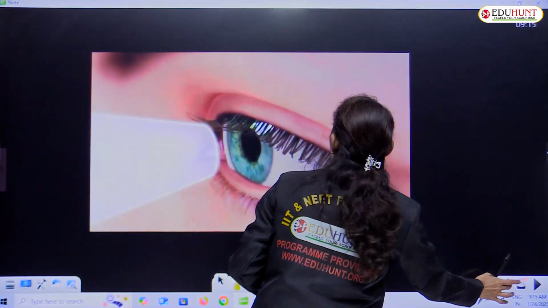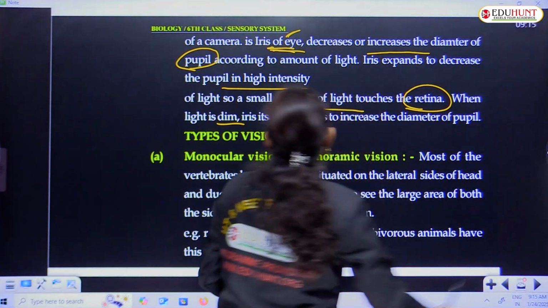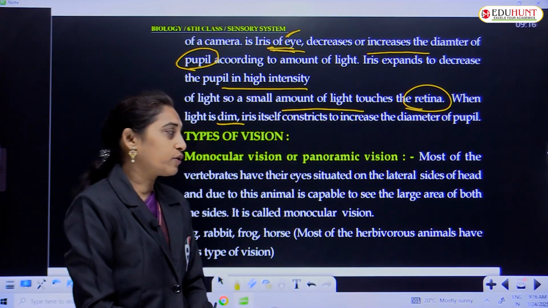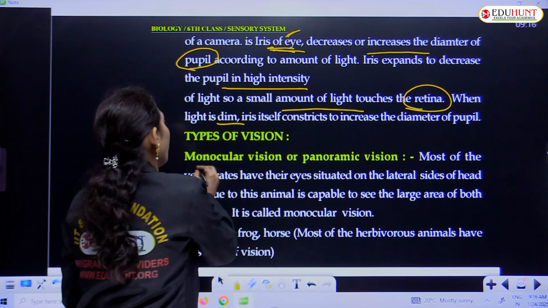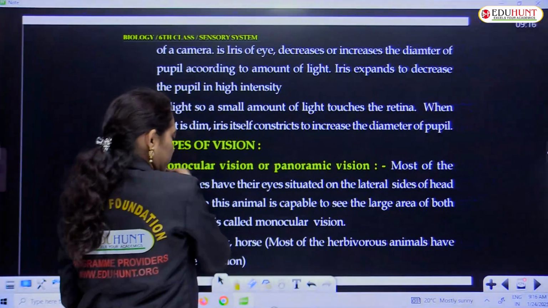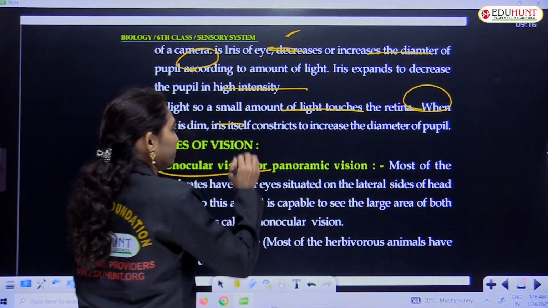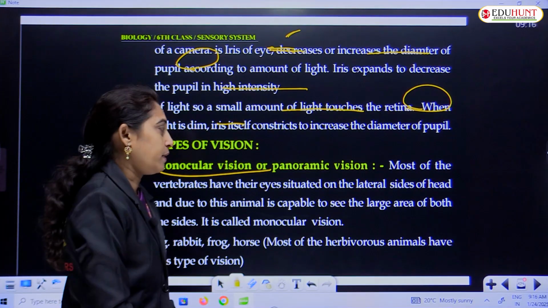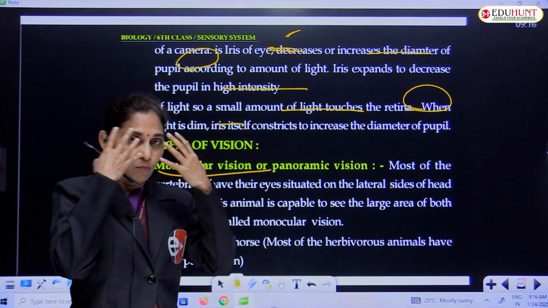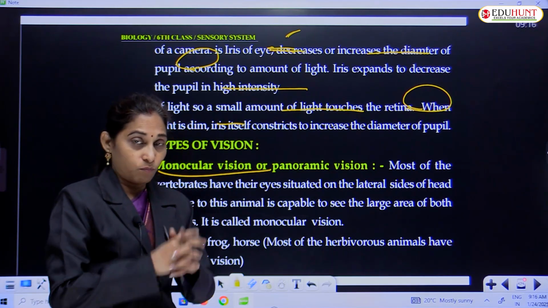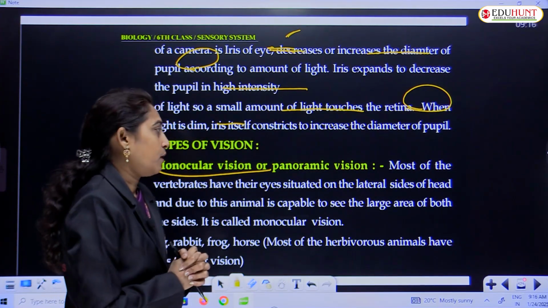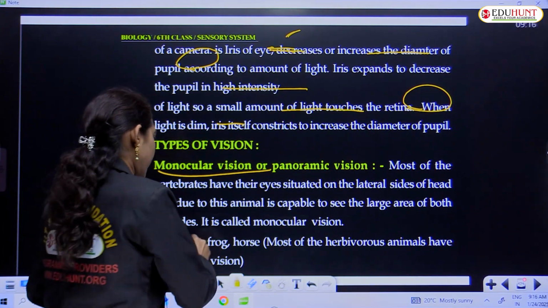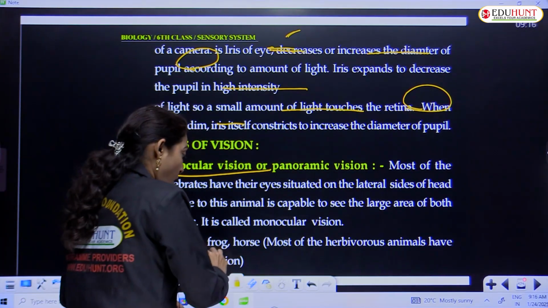Yes, there are different types of vision: monocular vision, binocular vision. Monocular vision or panoramic vision is nothing but there are two eyes situated on both sides of the face, both sides of the nose. This happens in case of animals like rabbit, even frog, horse.